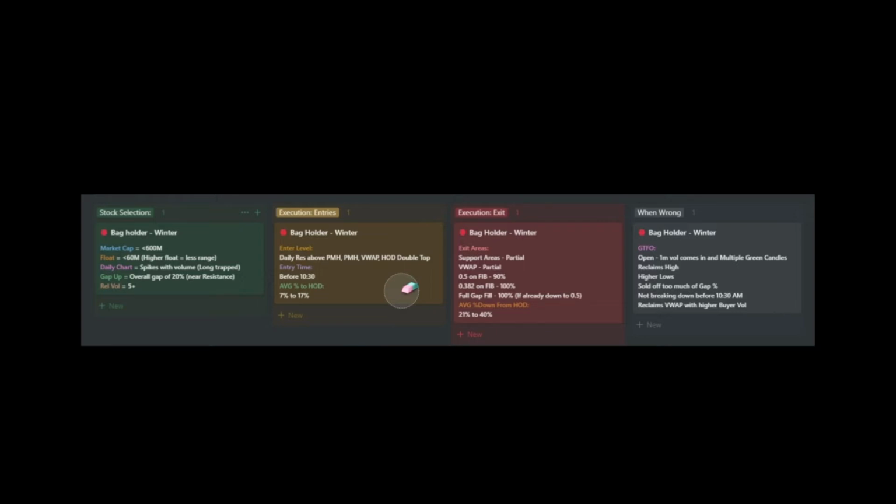This, I think, is really useful. You can use Notion to create these tables. So I make the table for stock selection, executions, entries and exits, and then when I'm wrong, when I should just get the hell out. I also classify it by winter and summer, because I think there's a big difference.